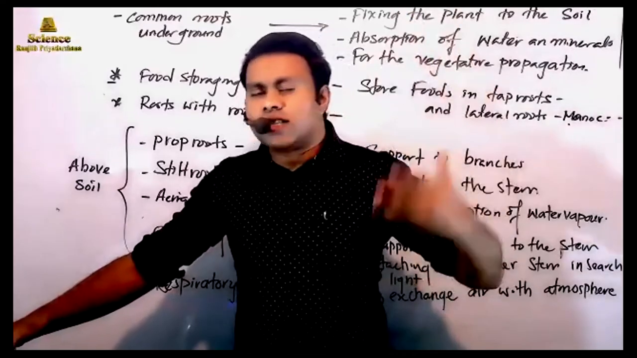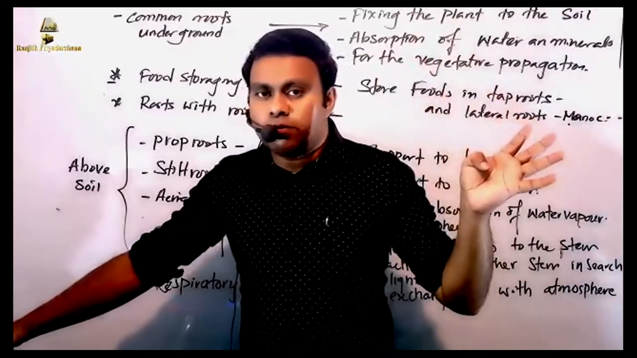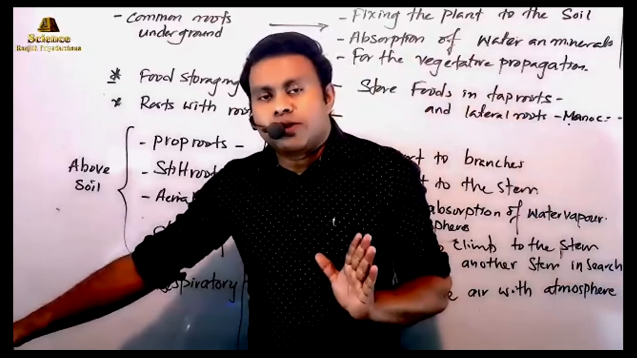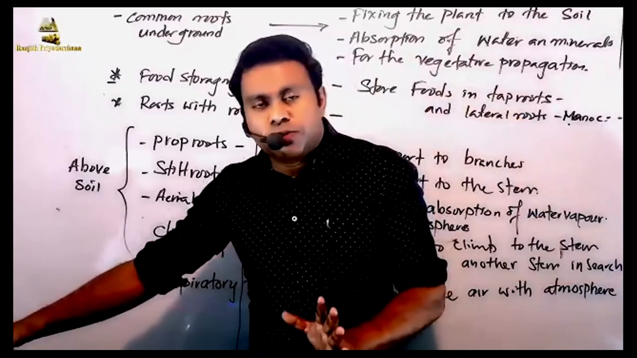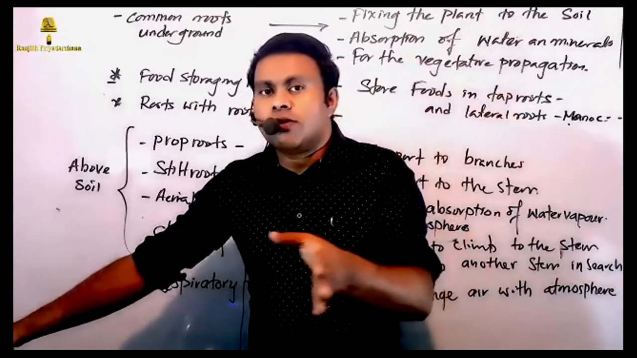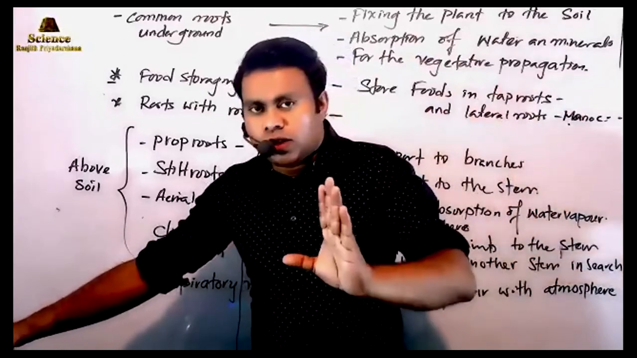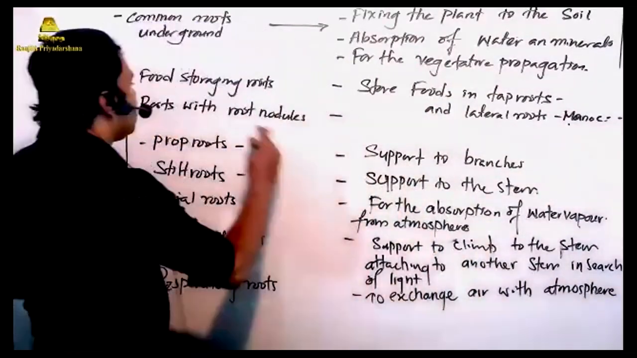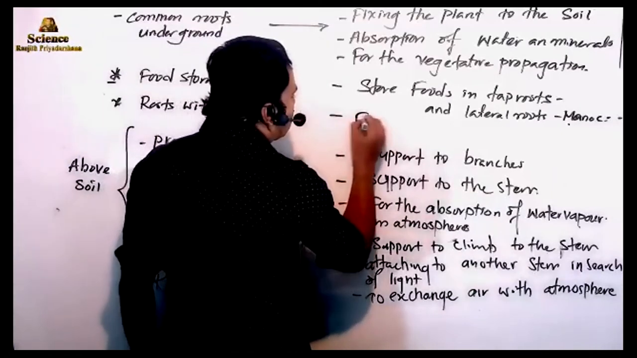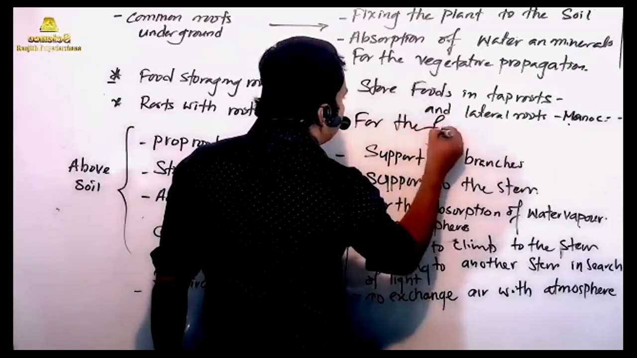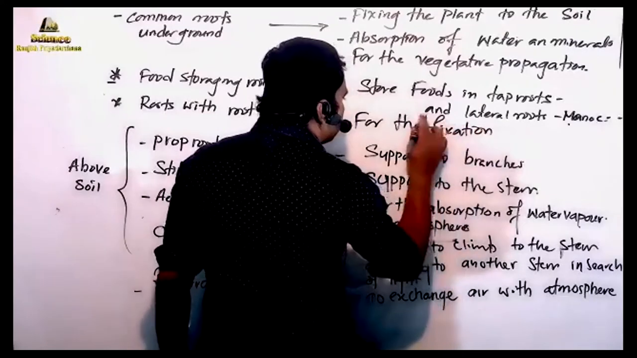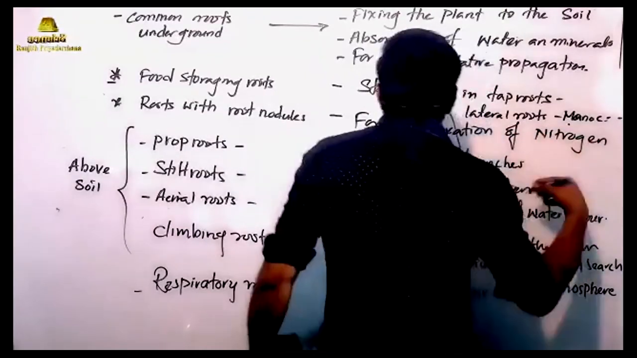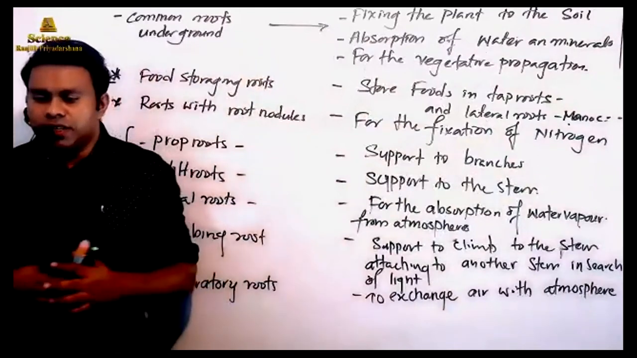Always summarize all the types of roots. First, main functions of roots. Yes, to fix to the soil. Second one is for the absorption of water and minerals. For the vegetative propagation. Next, food storage in roots, store foods. Next, roots with root nodules for the fixation of atmospheric nitrogen. So, this is the summary.